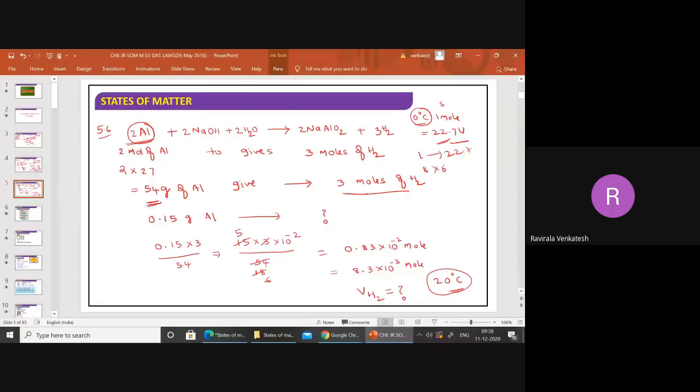8.3 into 10 to the power minus 3. You can't take this cross multiplication because it's 0 degrees Celsius. When they give 0 degrees Celsius, you can take this one: 1 mole occupies 22.7 liter, then 8.3 into 10 to the power minus 3 occupies how much? That you can't take here. So what I mean to say here, you take what?